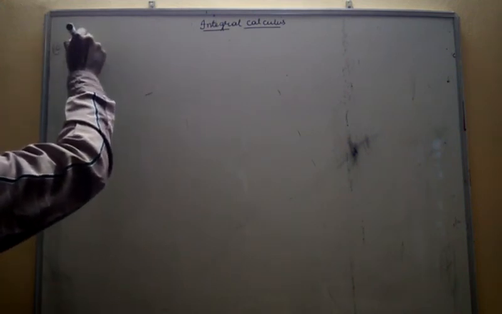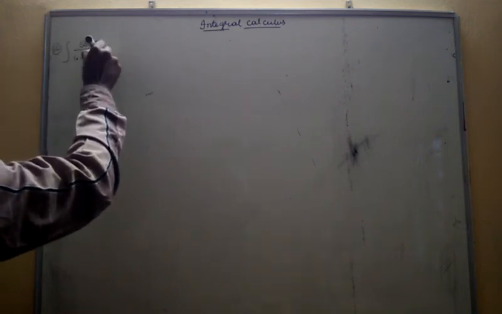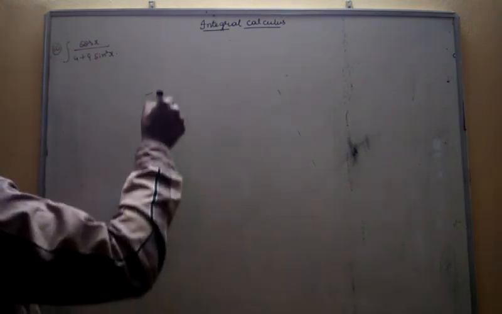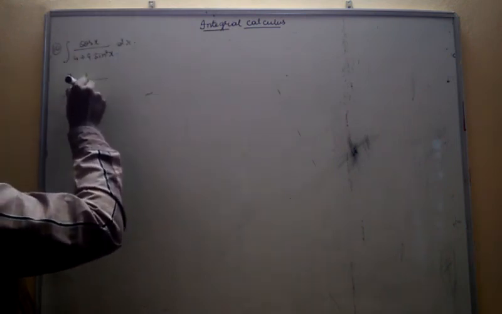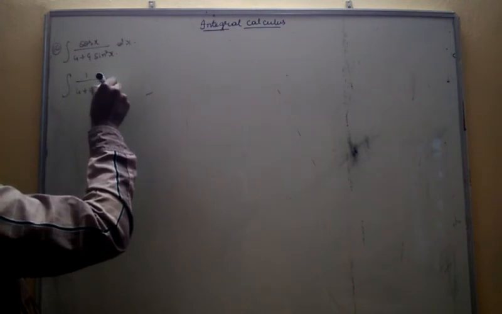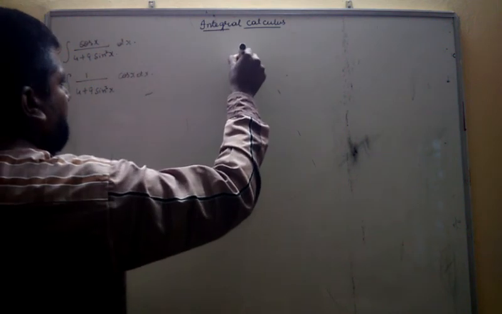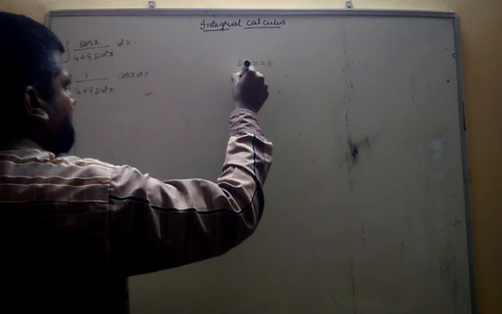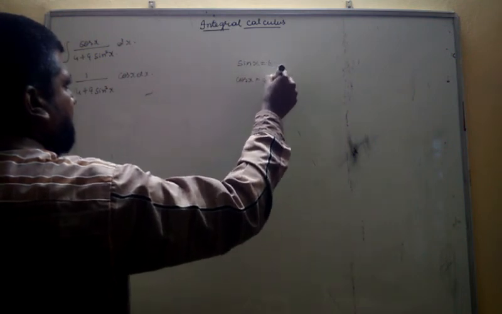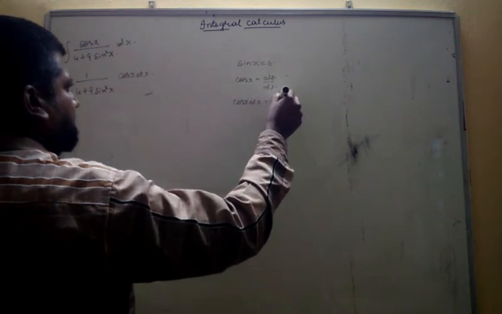Integration of cos x by 4 plus 9 sin square x. Let us take this as 1 by 4 plus 9 sin square x into cos x dx. Here let us substitute sin x is equal to t. Differentiation of this is cos x is equal to dt by dx. Then cos x dx is equal to dt.